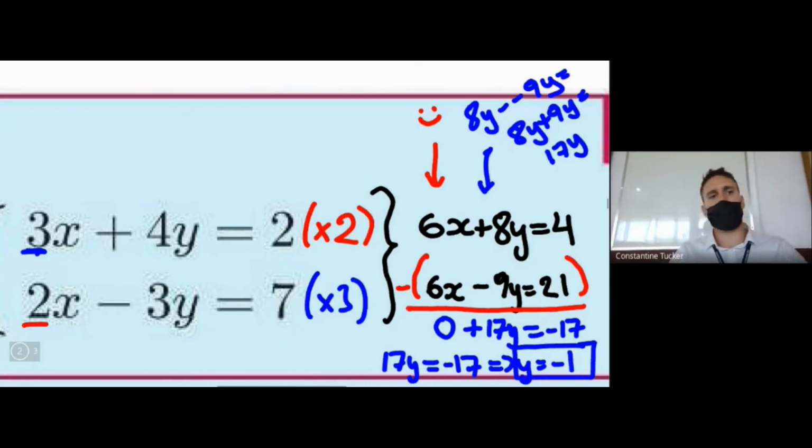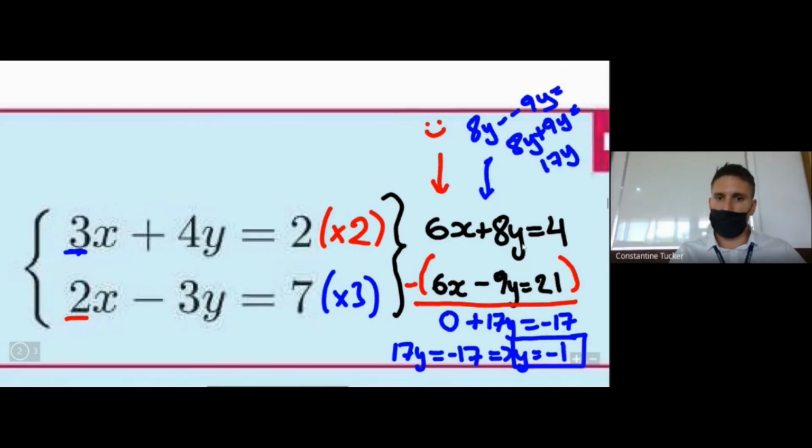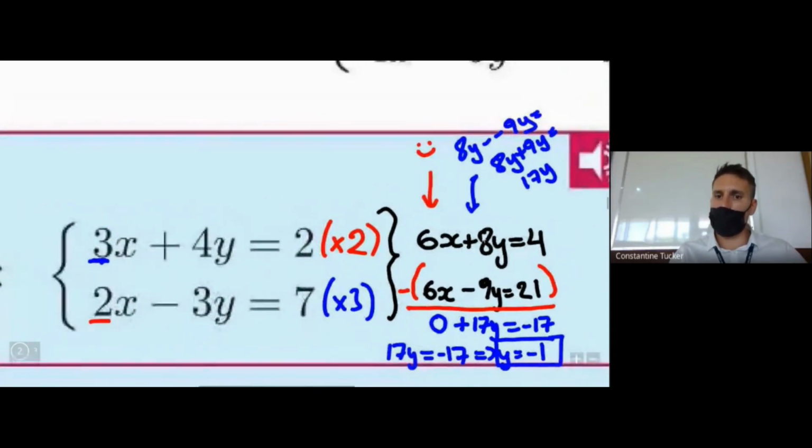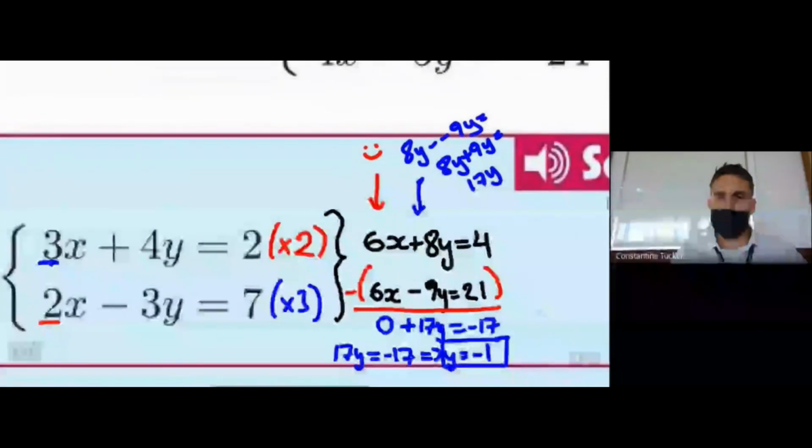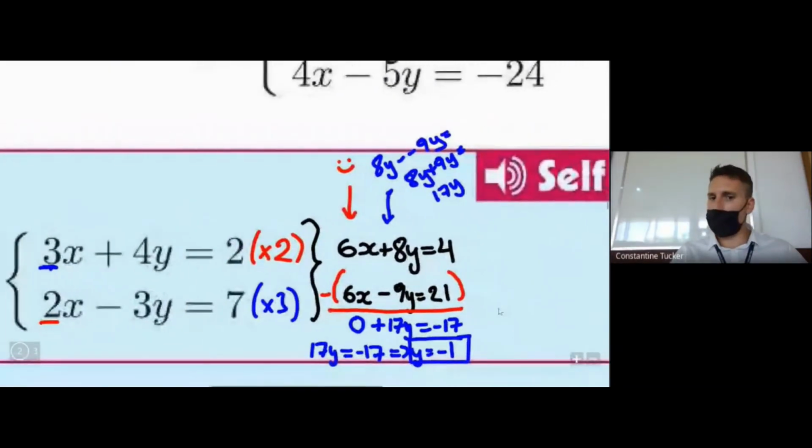Minus 1. That's it. So y is minus 1. So we eliminated one of the unknowns here in this step, and then we found y. So we can go back now and find the value of x. But how do we find the value of x?